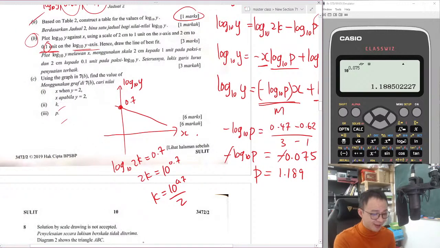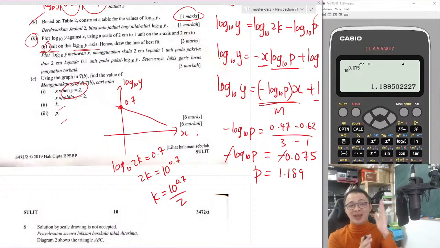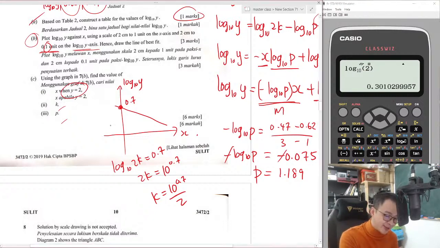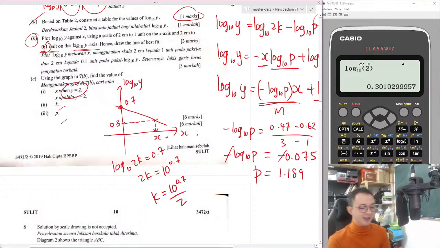Alright, then we still have something like, find the x when y equals 2. This one you must be very careful, because they say y equals 2. It's not log 10 y equals 2, because your axis is no longer the y axis. This is the log 10 y axis. So what you need to do is go to log 10 2. Then it's 0.3, right? Then here you look for where the 0.3 is, and from there you should be able to get your x answer here.